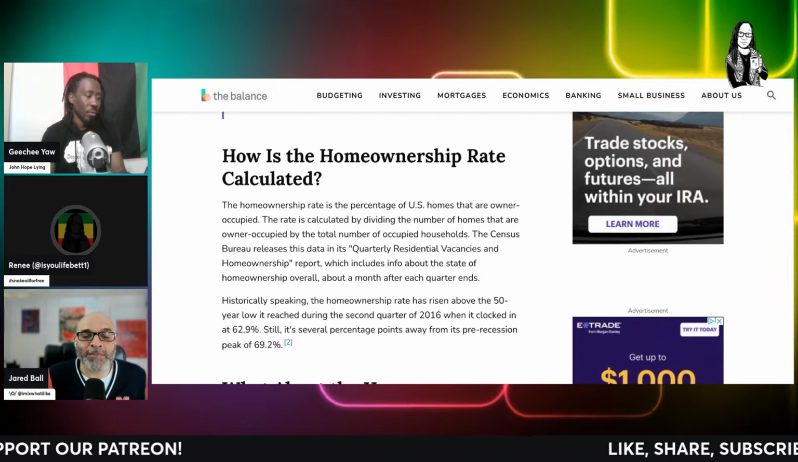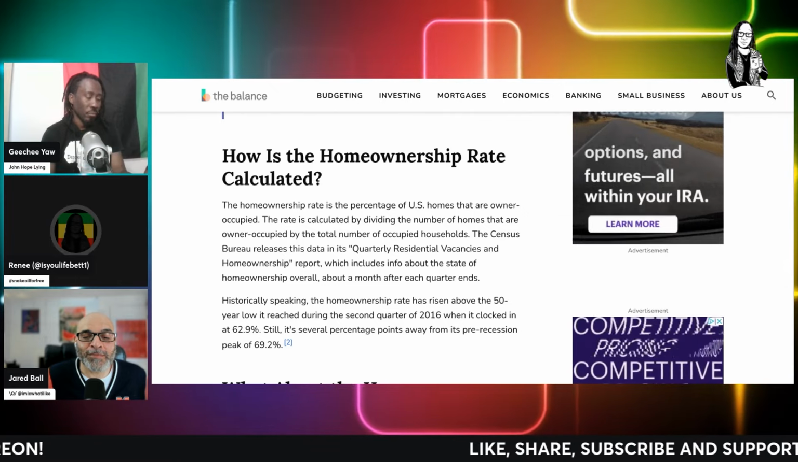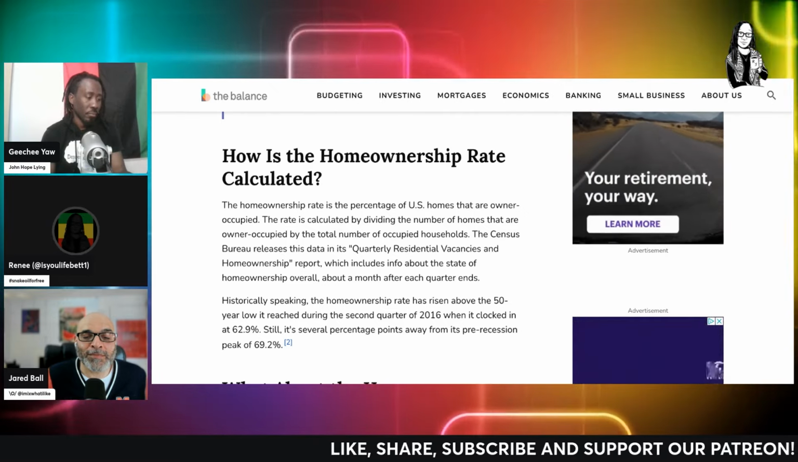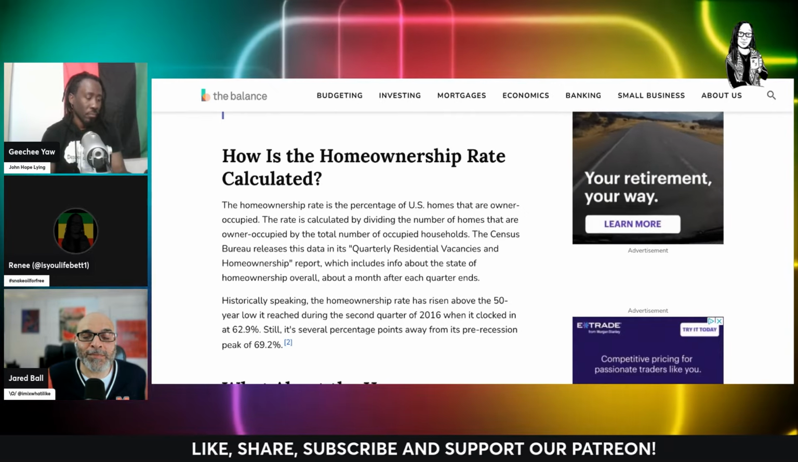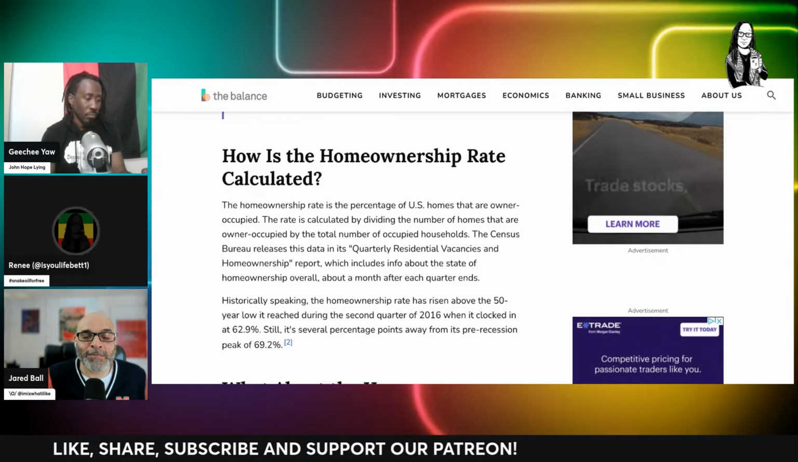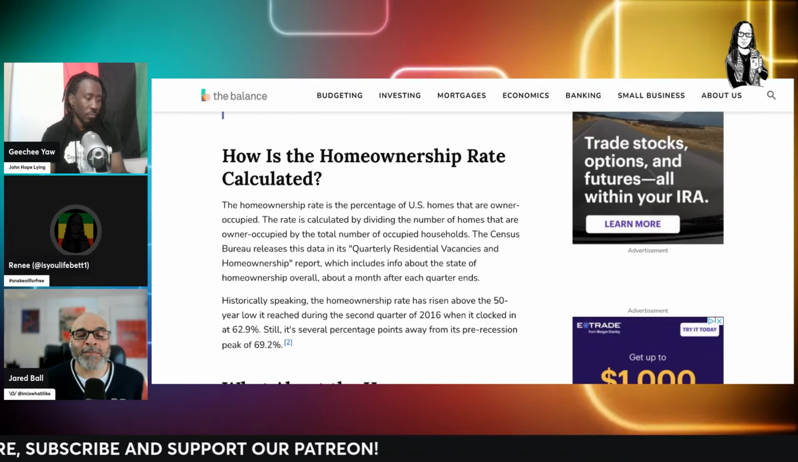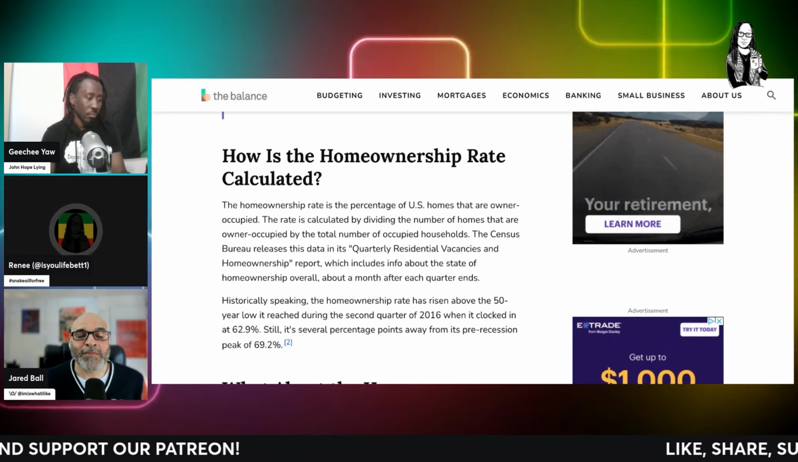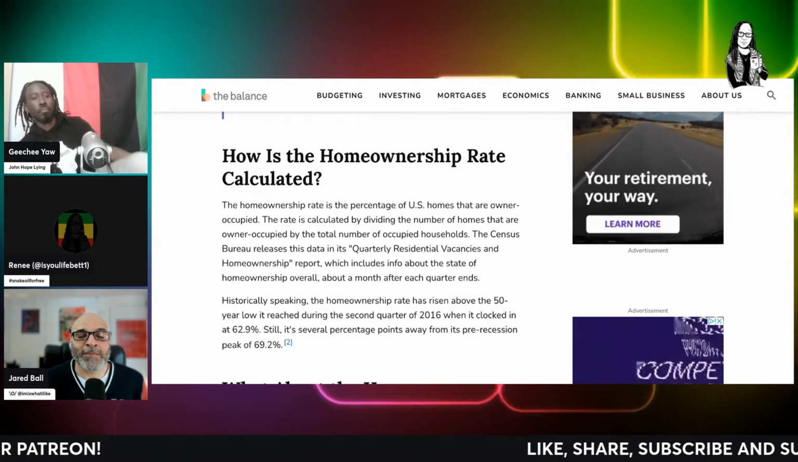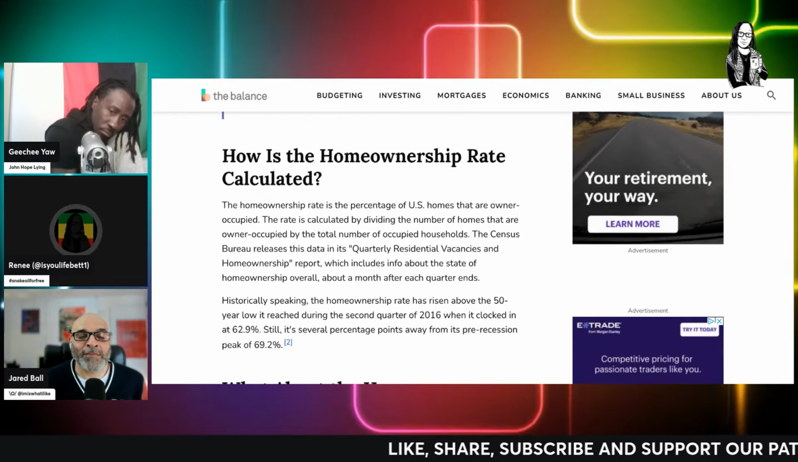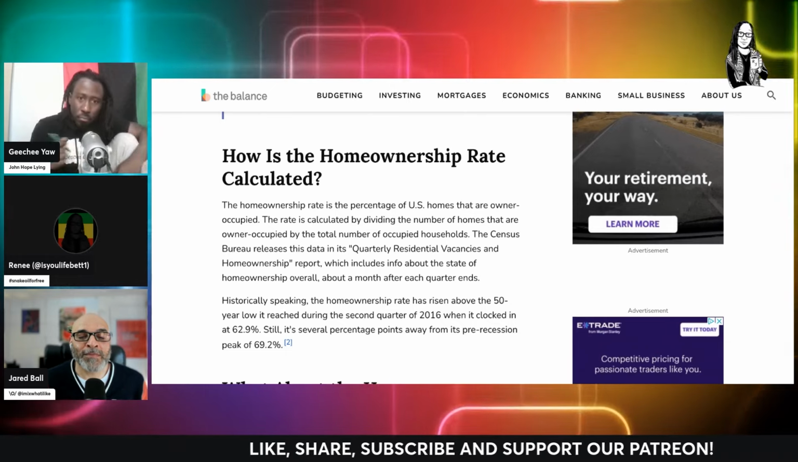The rate is calculated by dividing the number of homes that are owner occupied by the total number of occupied households. So when we talk about percentage rates, it's actually a fraction, right? You have a number on the top, your numerator, and a number on the bottom, your denominator.